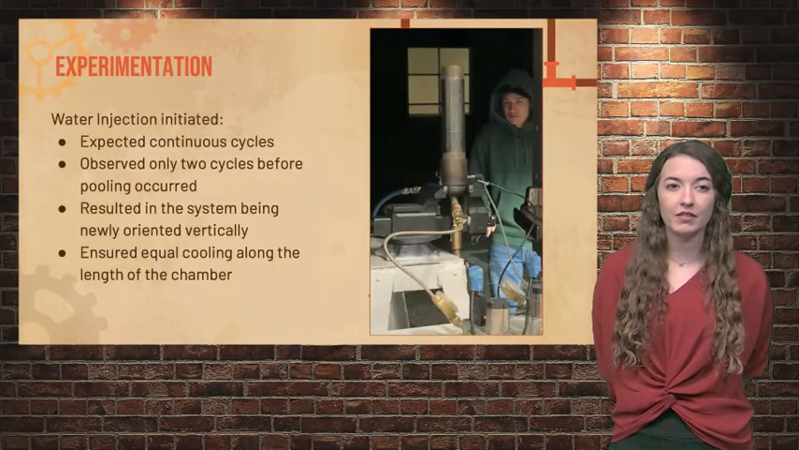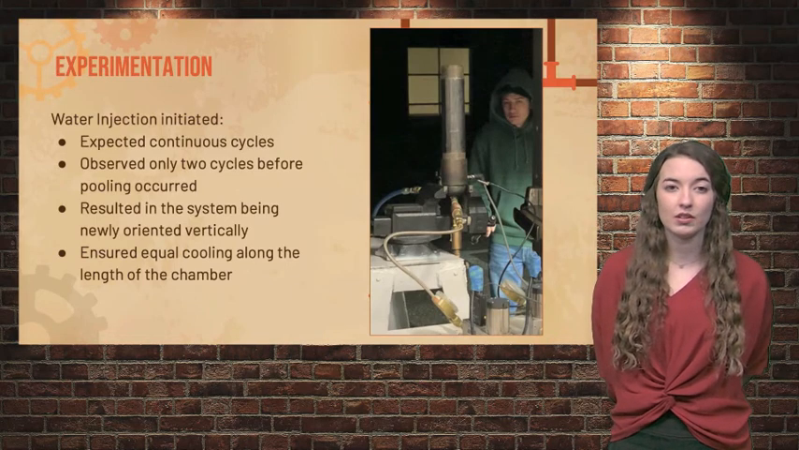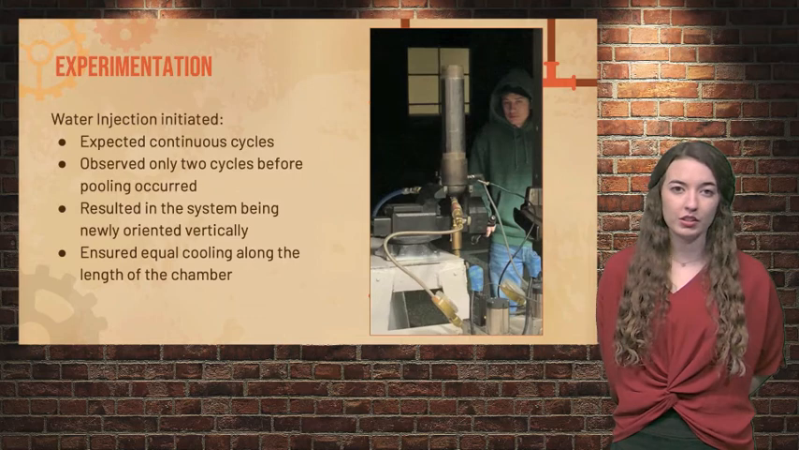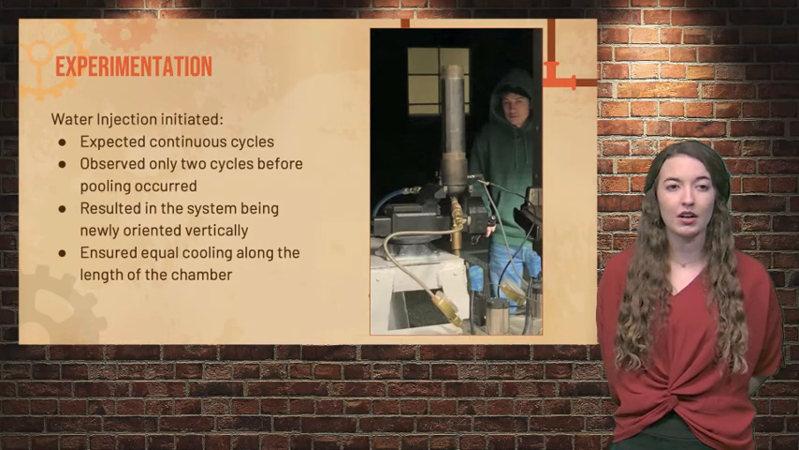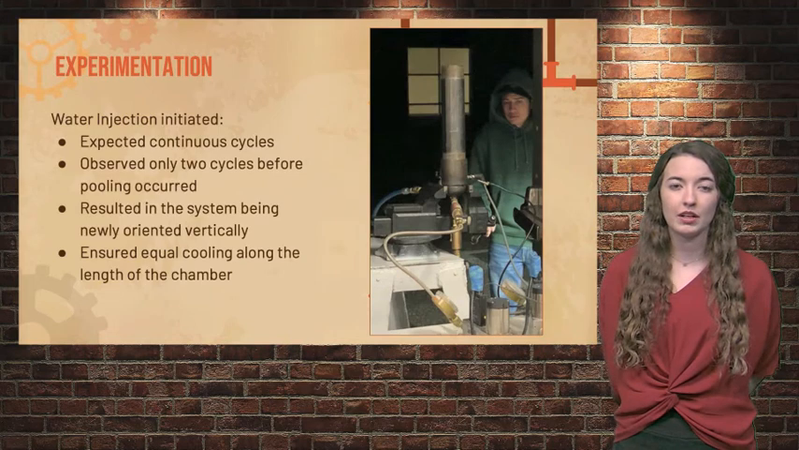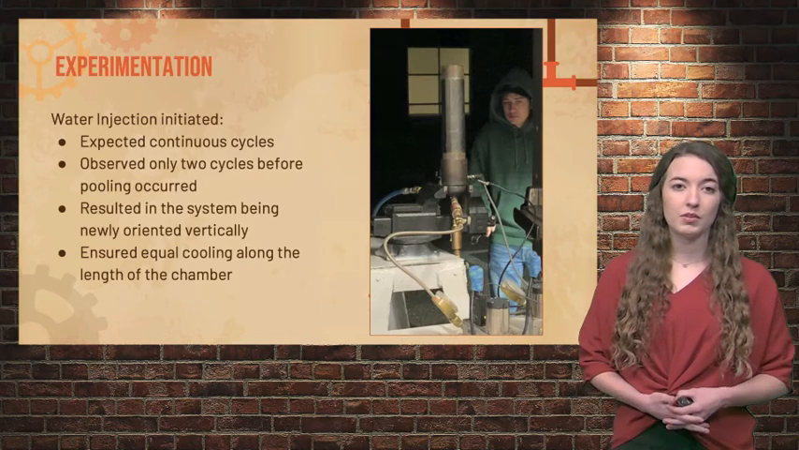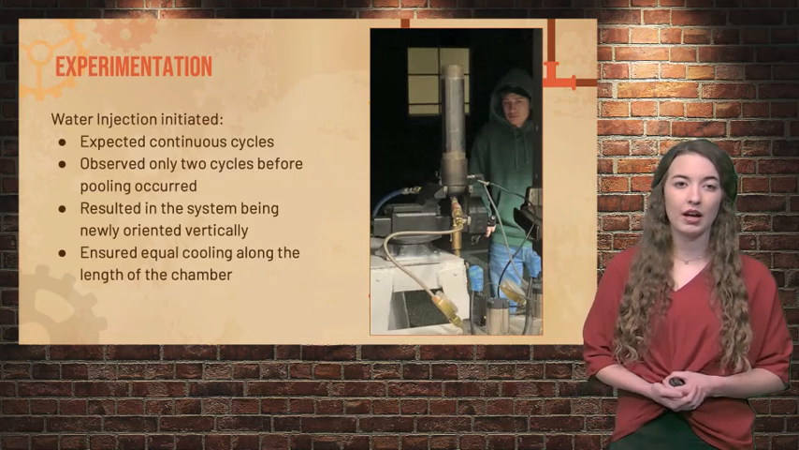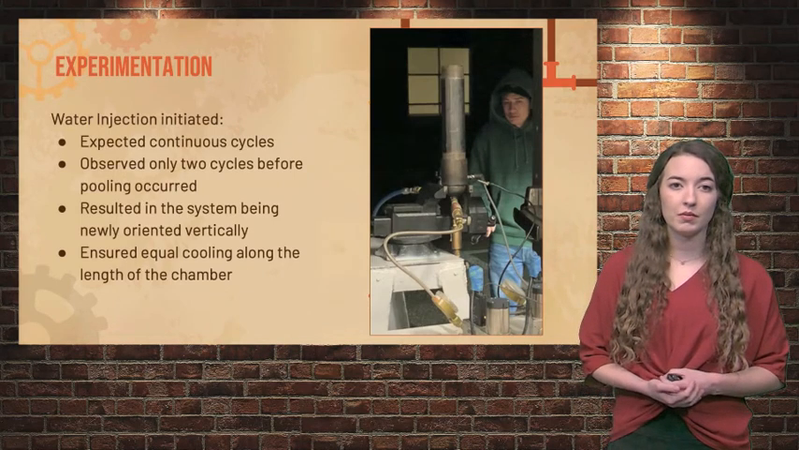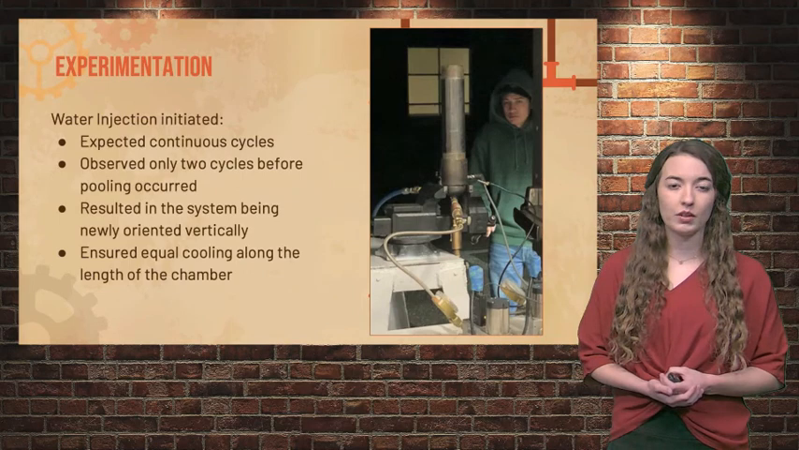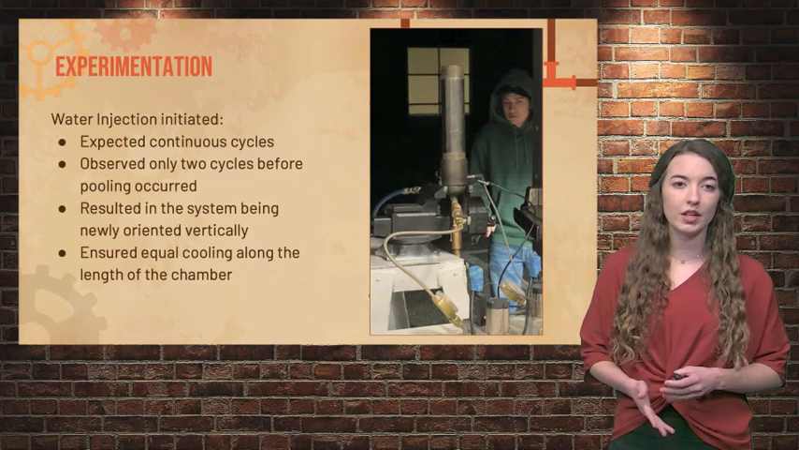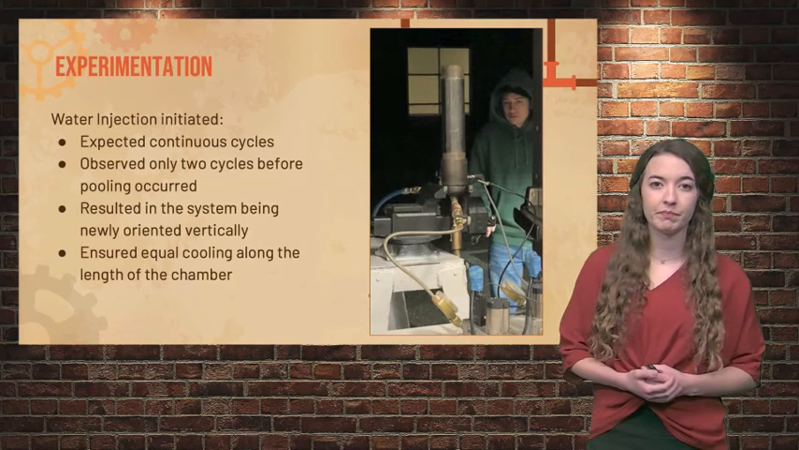So our final manufactured piece was intended to be used horizontally. In our simulation, we expected a continuous cycle of the water as it was injected, but once we were doing the experimentation, we observed only 2 cycles of the water before there was pooling occurring at the bottom of the chamber. So we decided to combat this issue by orienting our project in a vertical manner and acting as a boiler so that the water would take the time to evaporate. This actually ensured equal cooling along the length of the chamber as well, so it worked out perfectly fine.